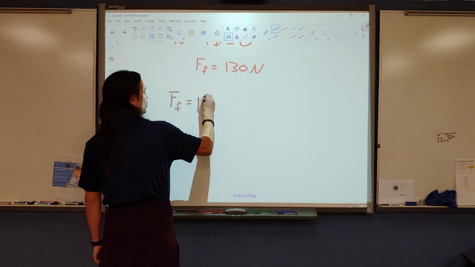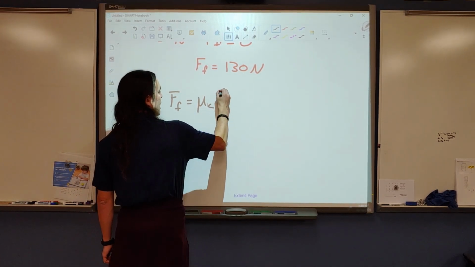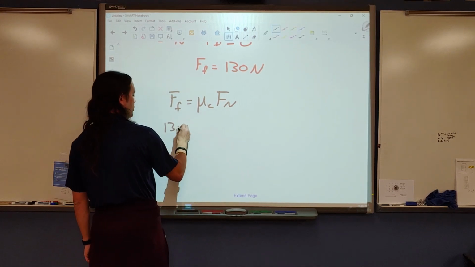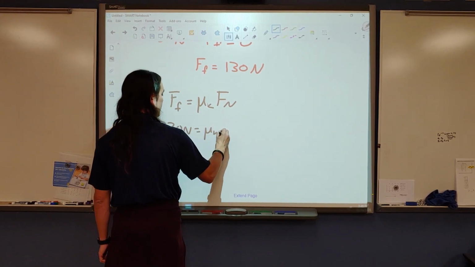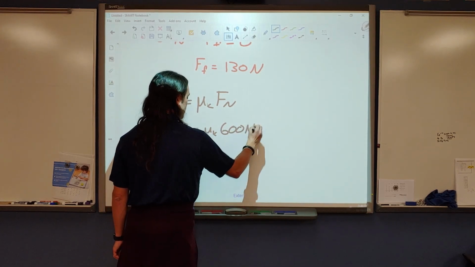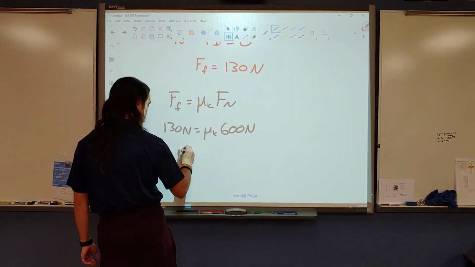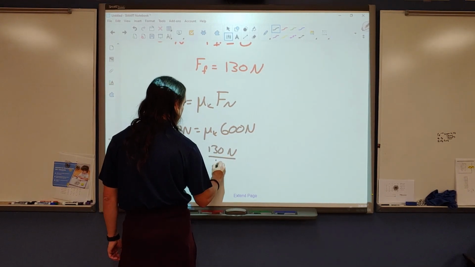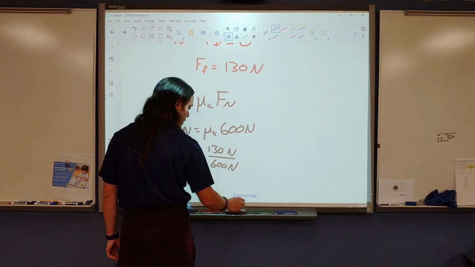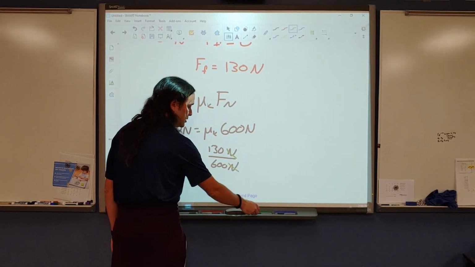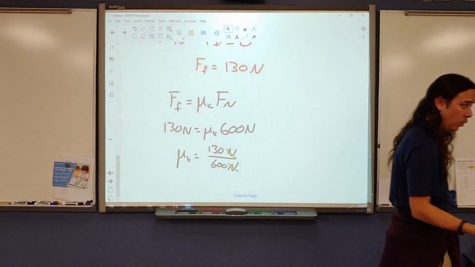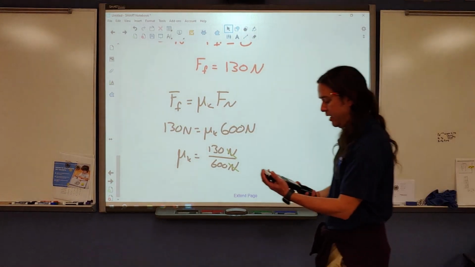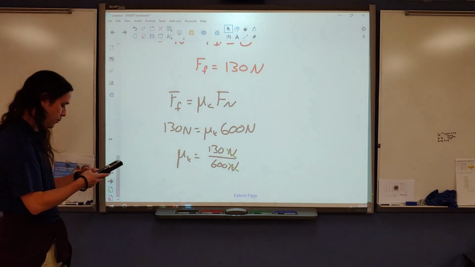The force of friction is equal to the coefficient of kinetic friction times our normal force. Okay, well I can replace this. I now know that this is 130 newtons equals mu sub k times 600 newtons. I divide both sides by 600 newtons, and I get mu sub k will be equal to 130 newtons divided by 600 newtons. And as we mentioned before, the newtons cancel out. If you were keeping track of this in pounds, then the pounds would cancel out, and we would still get the exact same number. Okay, here we go.